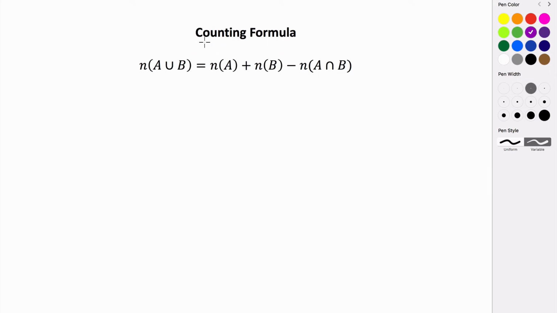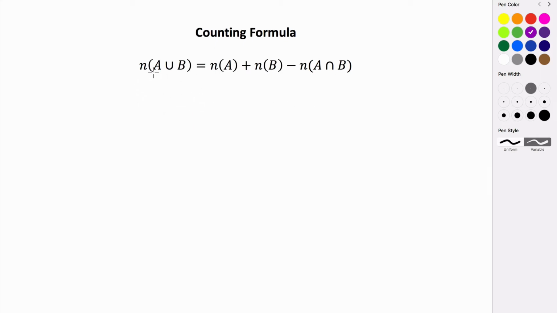Today we're going to look at something called the counting formula. The counting formula is a way for us to find the number of elements that exist in some set, whether it be the union or the intersection of A and B, when we're given some information.